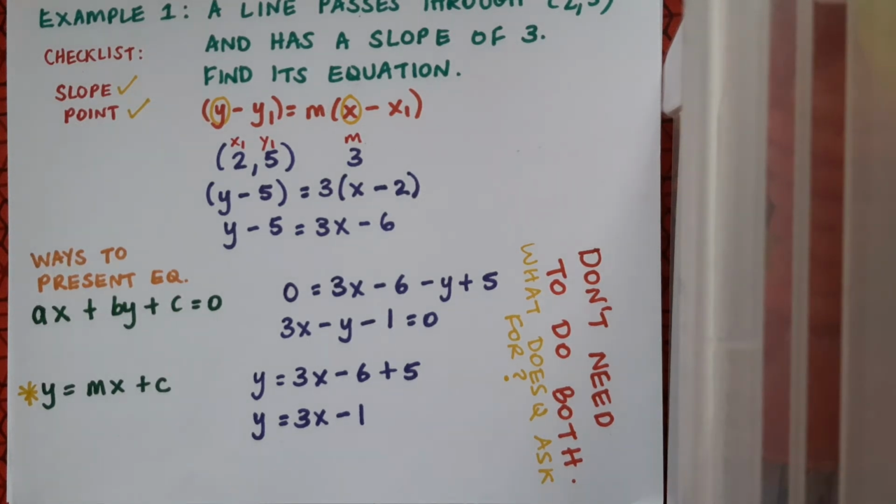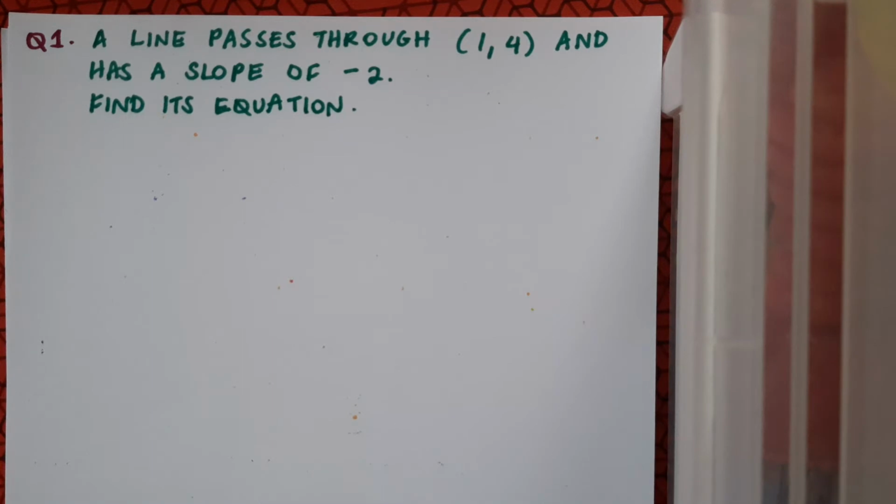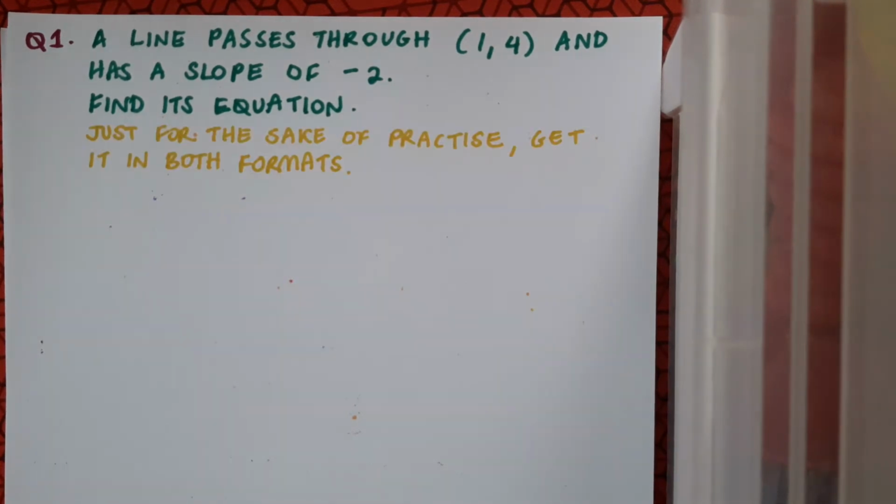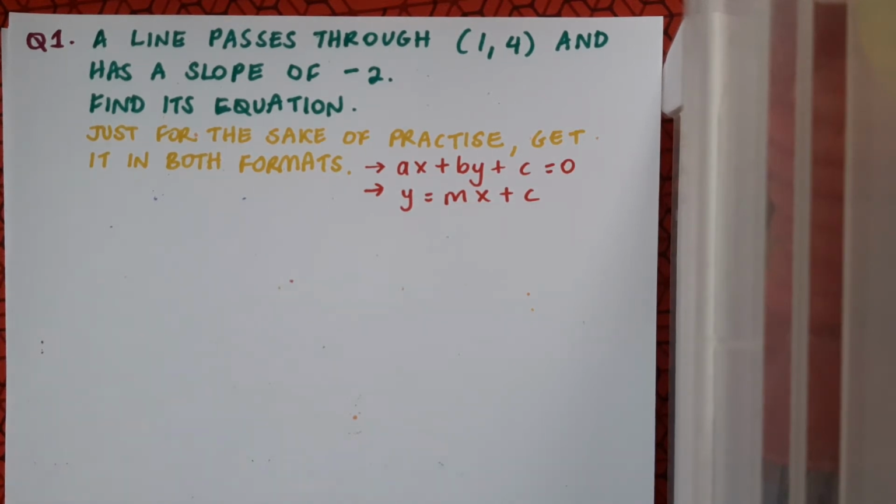Okay, so now a question for you. A line passes through (1, 4) and has a slope of minus 2. Find its equation. And just for the sake of practice, get it in both formats. And just to remind you what those look like, they're ax plus by plus c equals 0, and the other format is y equals mx plus c. Just to point out that even though they look different, they're actually representing the same information. They're just put in a different order.